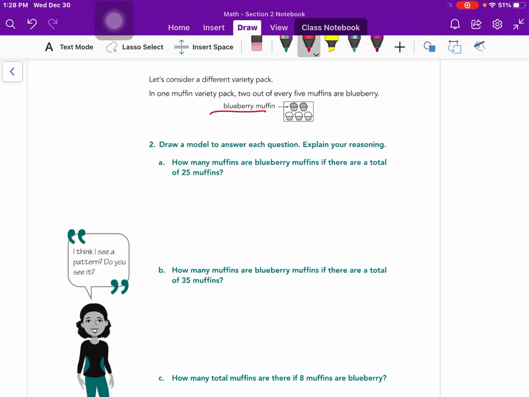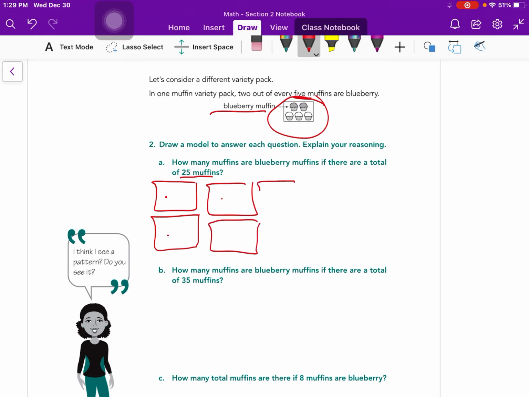How many muffins are blueberry muffins if there are a total of 25 muffins? Well, in the variety pack, there's 5 muffins, right? And I have 25 muffins total. So I must have bought 5, 10, 15, 20, 25. Must have bought 5 packs, right? Now remember, 2 of them are blueberry. We'll say the 2 on the top are blueberry.